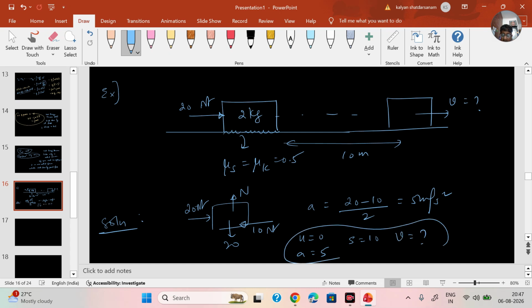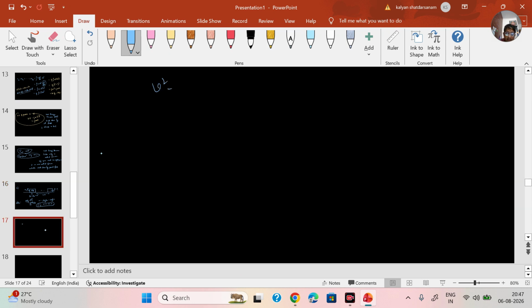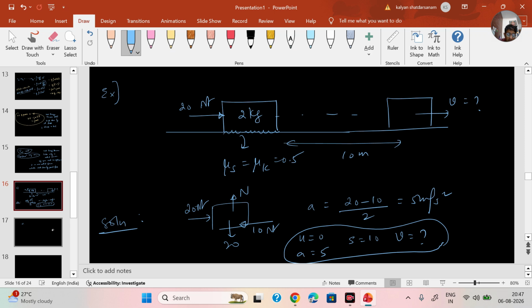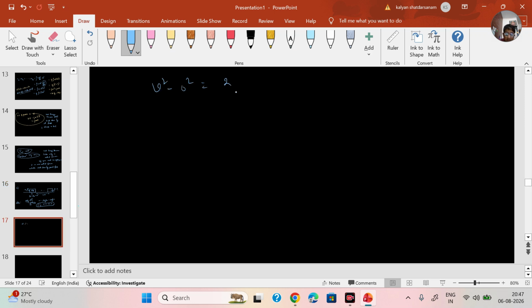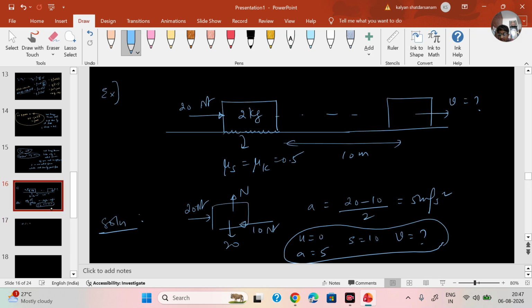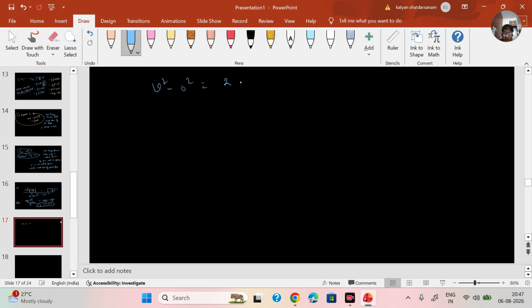I can use v square minus u square is 2as. So let me use that. V square minus u square, u here is 0, is 2 a dot s. In this case, the a and s are in the same direction, so 2as you can write. 2 into 5 into 10. That will be 10 square. So you are getting speed as 10 meters per second nicely. You got it with Newton's laws.